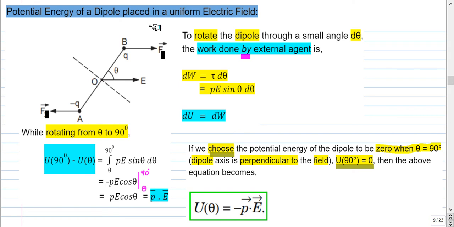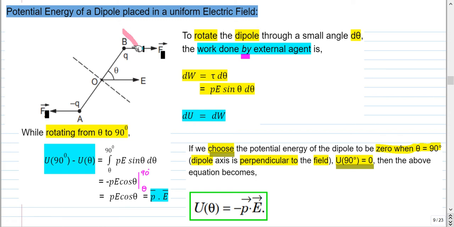Potential energy of a dipole placed in a uniform electric field. This is a dipole, minus Q and plus Q, and the uniform electric field is towards the right, and the dipole moment vector is from minus Q to plus Q, which makes an angle theta with the electric field. So because of the electric field, there will be forces on these charges.